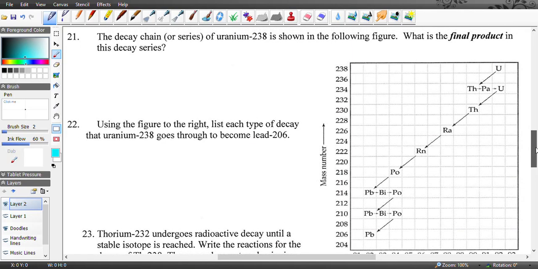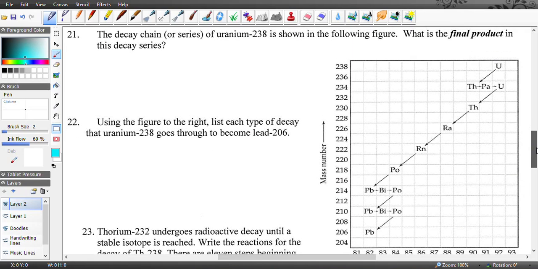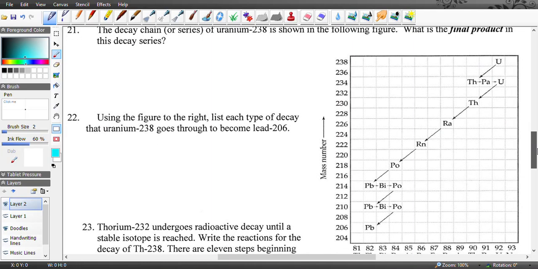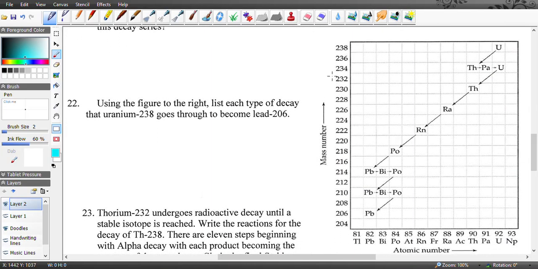All right. So we're going to check out for this question. The decay chain or series of uranium-238 is shown in the following figure. What is the final product of the decay series? So we have our mass numbers right here. This is going to be our final product, right? So it's at 206. So our final product is going to be 206 Pb, or lead 206.